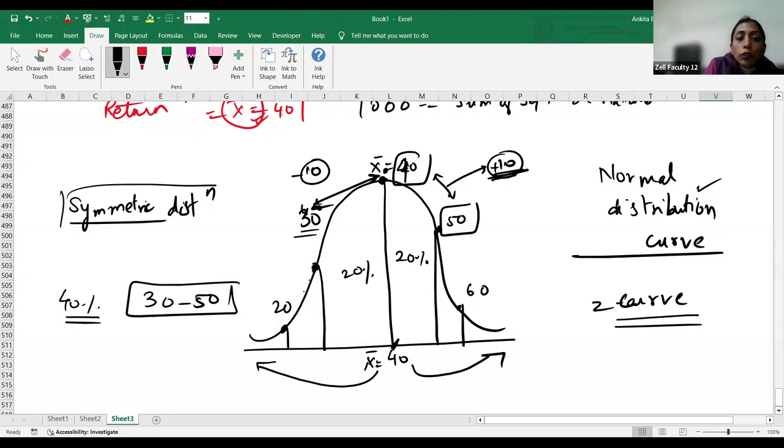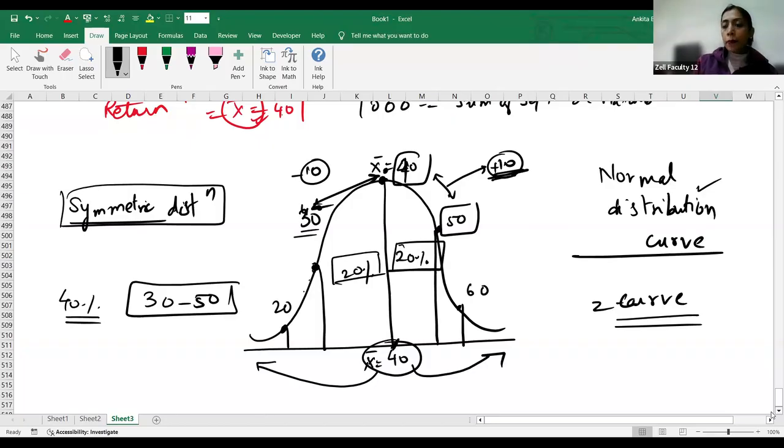So a symmetric distribution means it is symmetric about its mean. Be it the left side from the mean or the right side from the mean, the probability would be the same. You can say same probability.